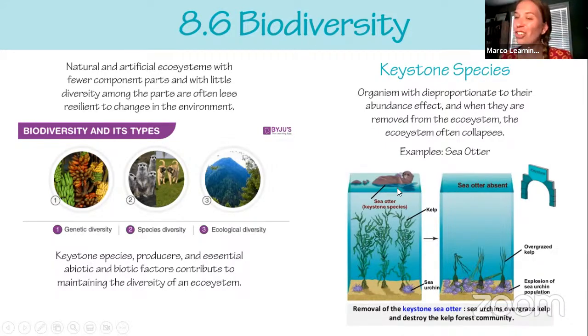Well, that means that the sea urchin population increases. And because the sea urchin population increases, they eat all the kelp. So we'll see a decrease in the kelp forest, and all the other organisms that are dependent on the kelp forest are also going to see this massive decrease.